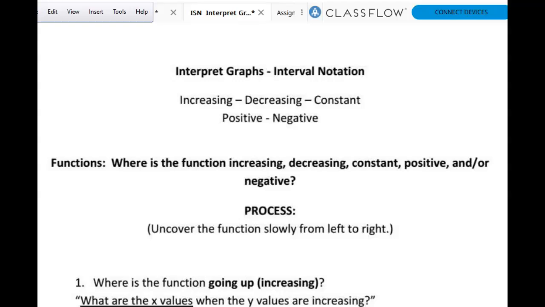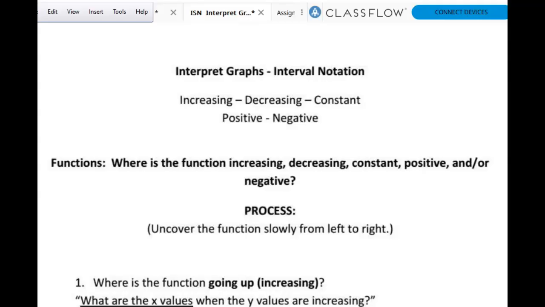Okay, today we're going to talk about function characteristics. And we're going to talk about how we describe a function. So we're going to specifically talk about increasing, decreasing, and constant, and positive and negative. Those are the two basic attributes we're going to talk about today.